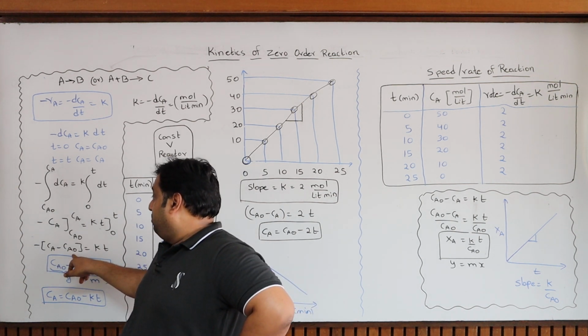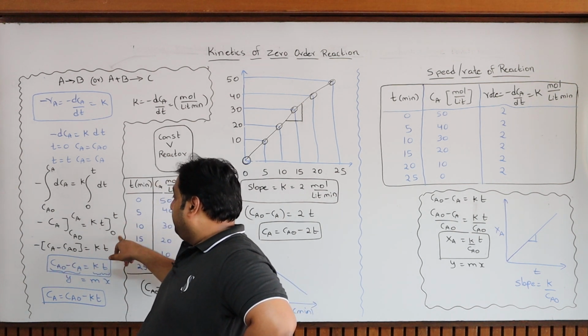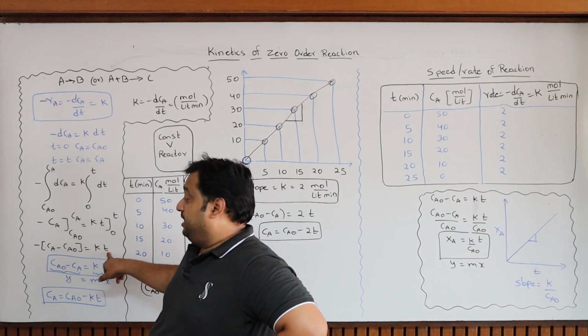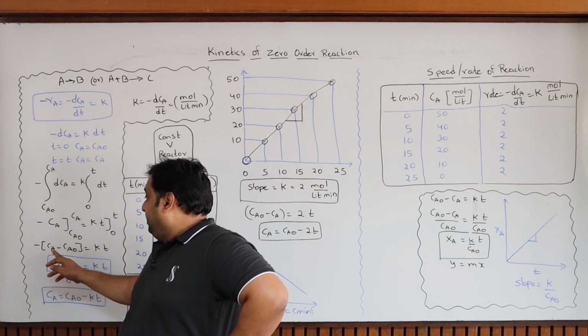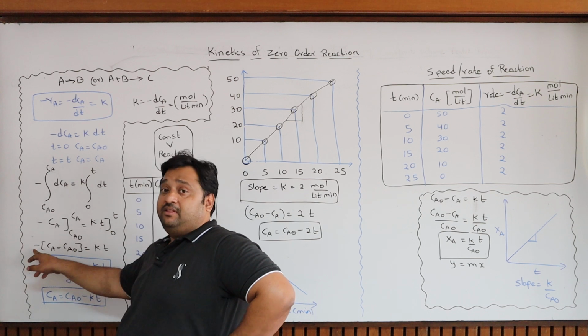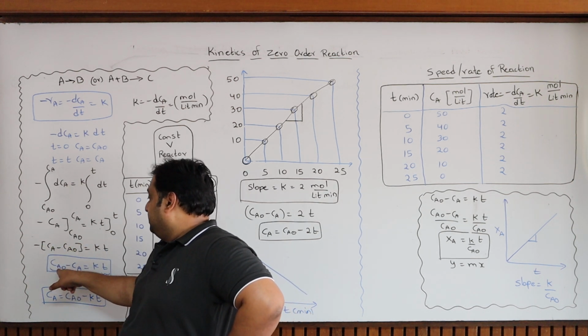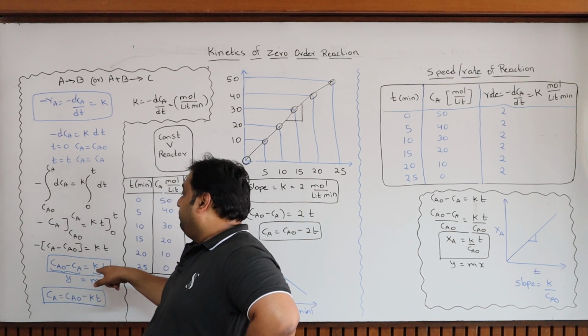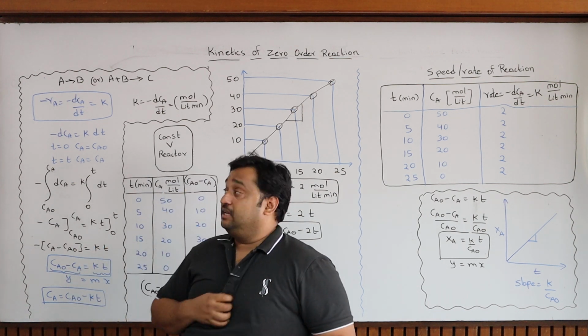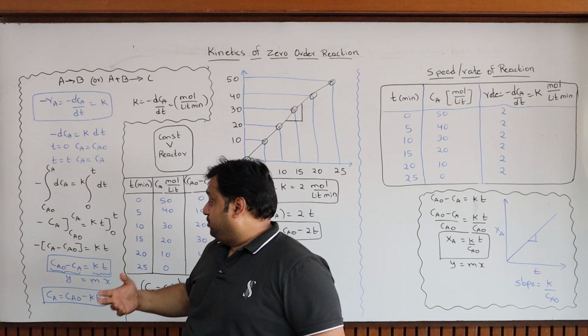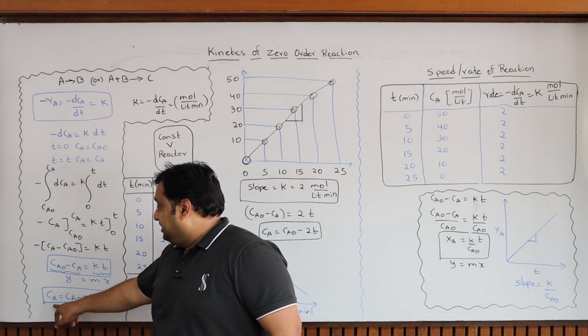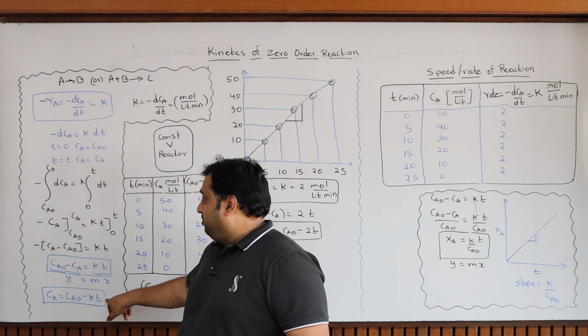Ca minus Ca0 is equal to K times t minus 0, which is nothing but t. If you multiply by the minus sign, that means Ca0 minus Ca is equal to K into t. This is the final equation. If you rearrange this equation, Ca equals Ca0 minus K into t.